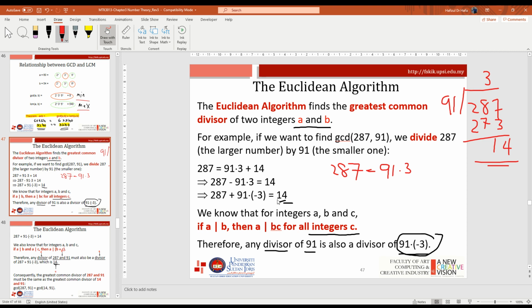Here we got 14. We know that for the integers a, b, and c, if a can be divided by b, then a can also be divided by b multiplied by c for all integers c. Therefore, any divisor of 91 is also a divisor of 91 multiplied by negative 3. Okay, by 3, 3 or negative 3.